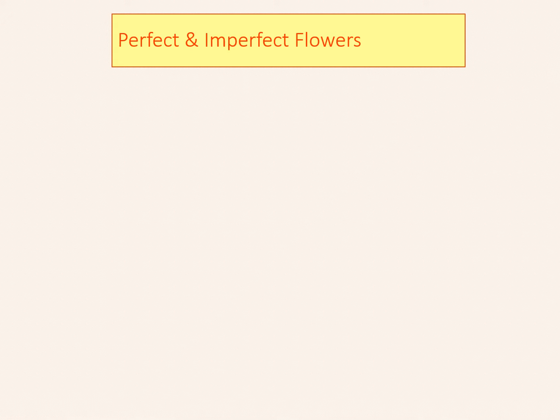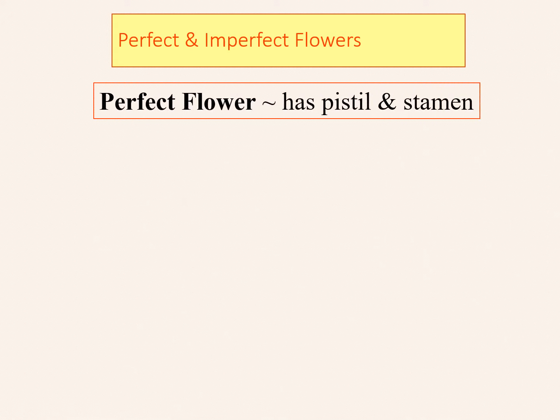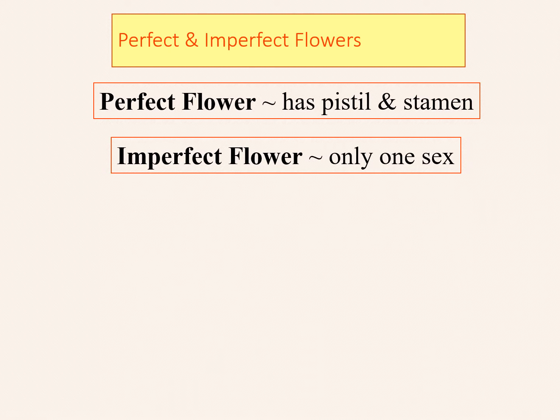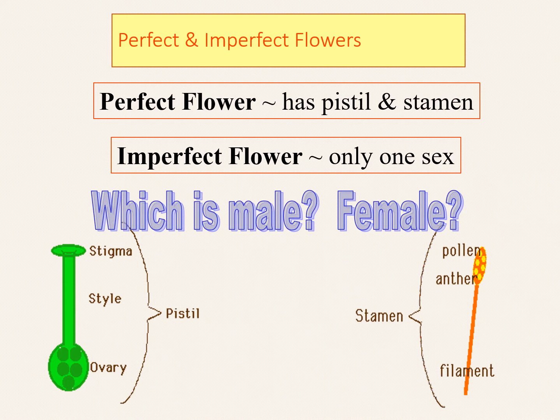Now, what is a perfect and imperfect flower? A perfect flower has pistil and stamen, that means it has both male and female reproductive parts. And the imperfect flower has only one sex, either male or female. The stamen contains pollen and the filament, and the pistil contains stigma, style, and ovary, which are the male and female parts of the flower.